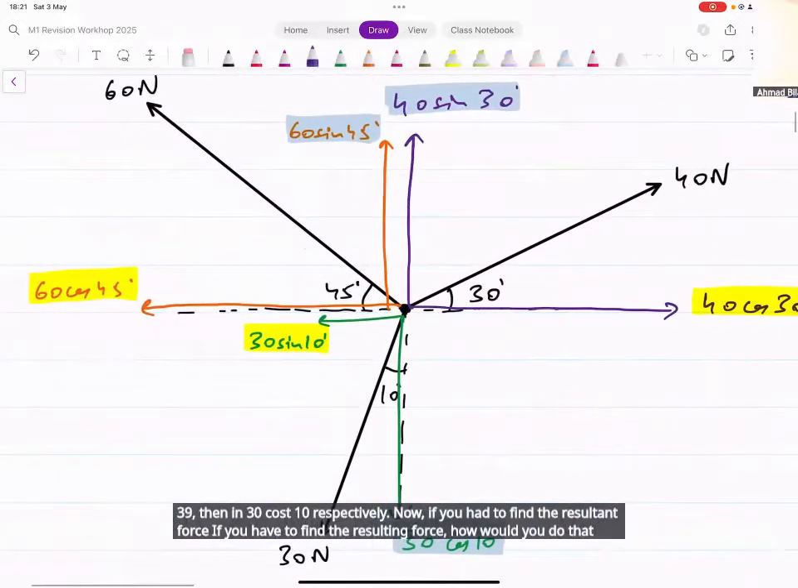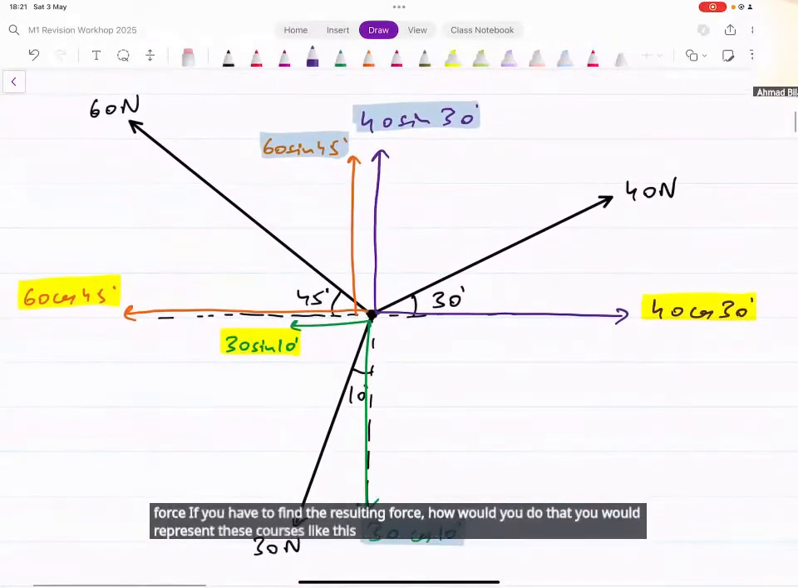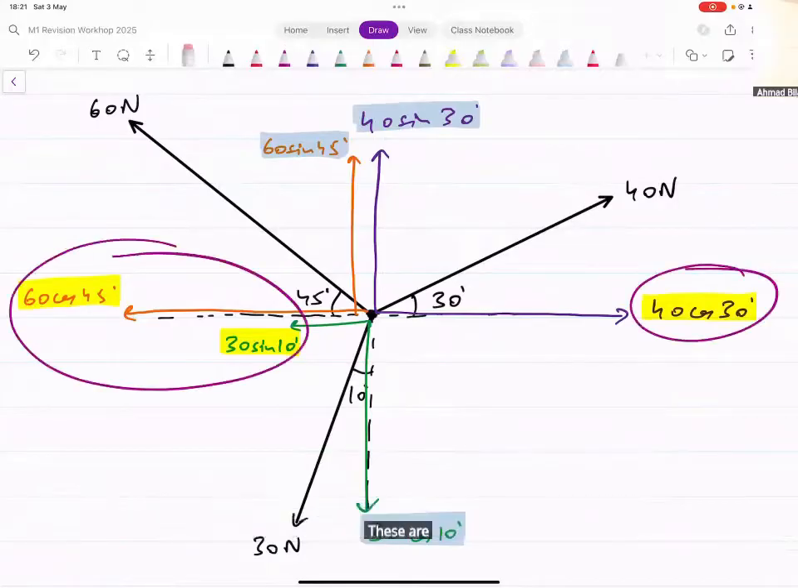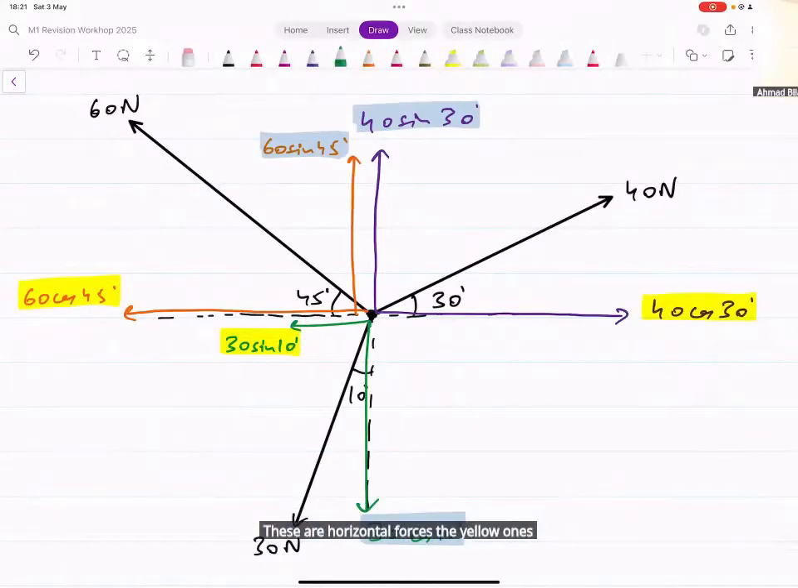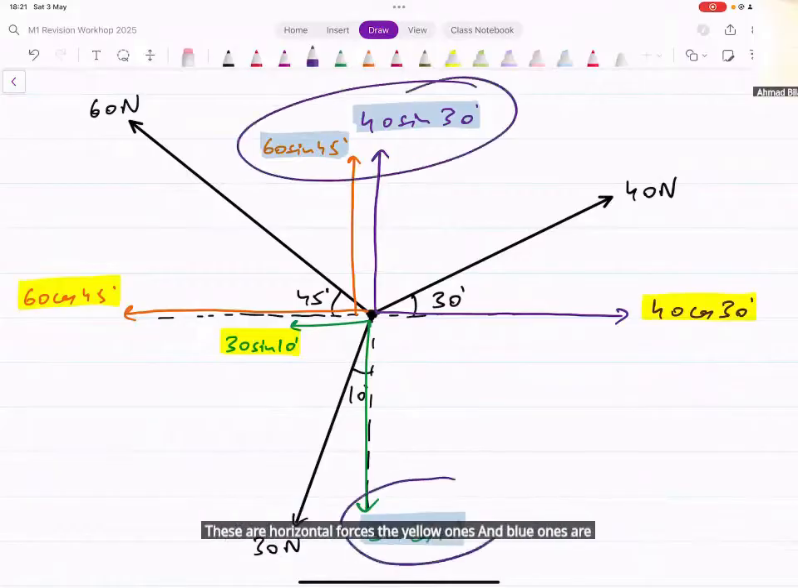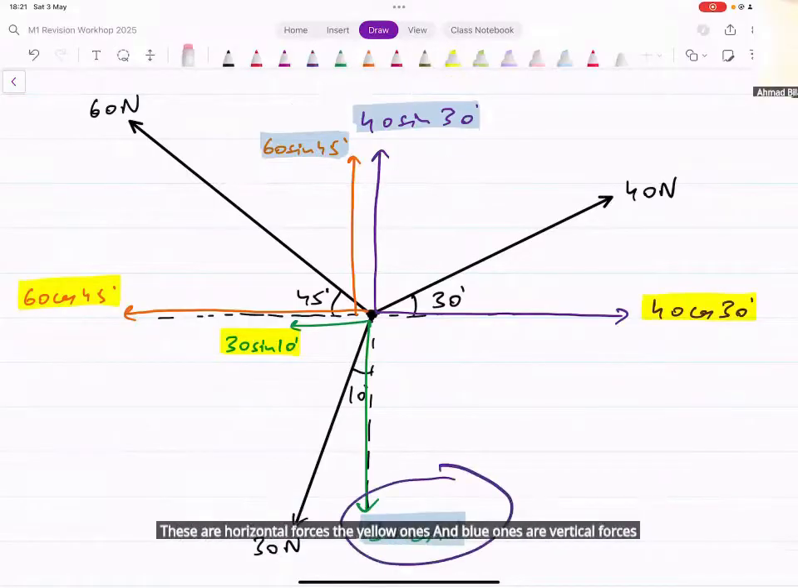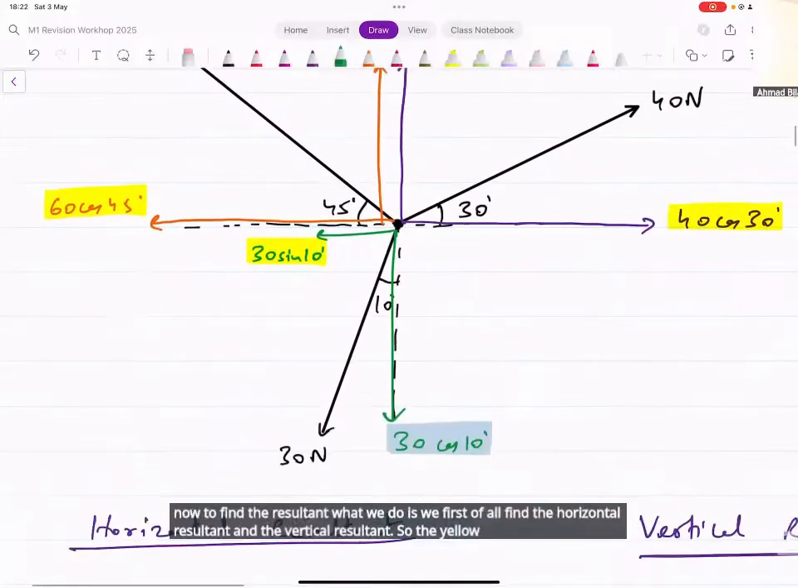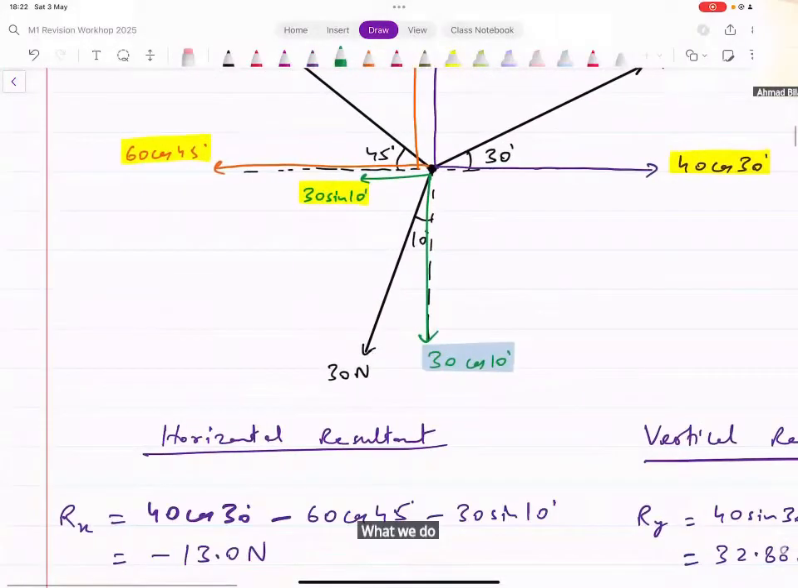You would represent these forces like this. You've got some forces acting in the horizontal direction, and some forces acting in the vertical direction. These are horizontal forces, the yellow ones, and blue ones are vertical forces. Now, to find the resultant, we first find the horizontal resultant and the vertical resultant. So the yellow forces that you see here, using them, we find the horizontal resultant.